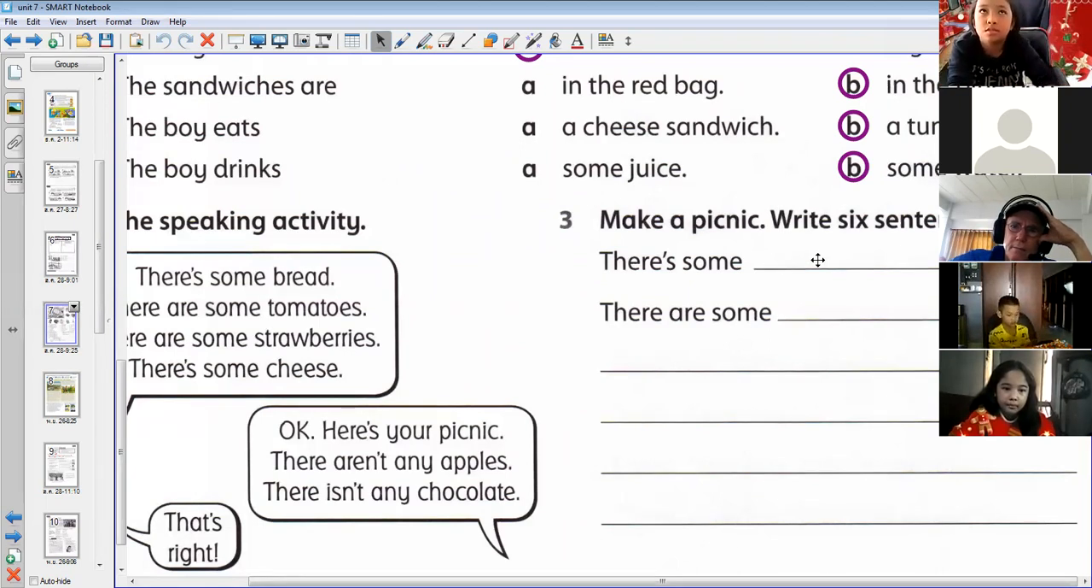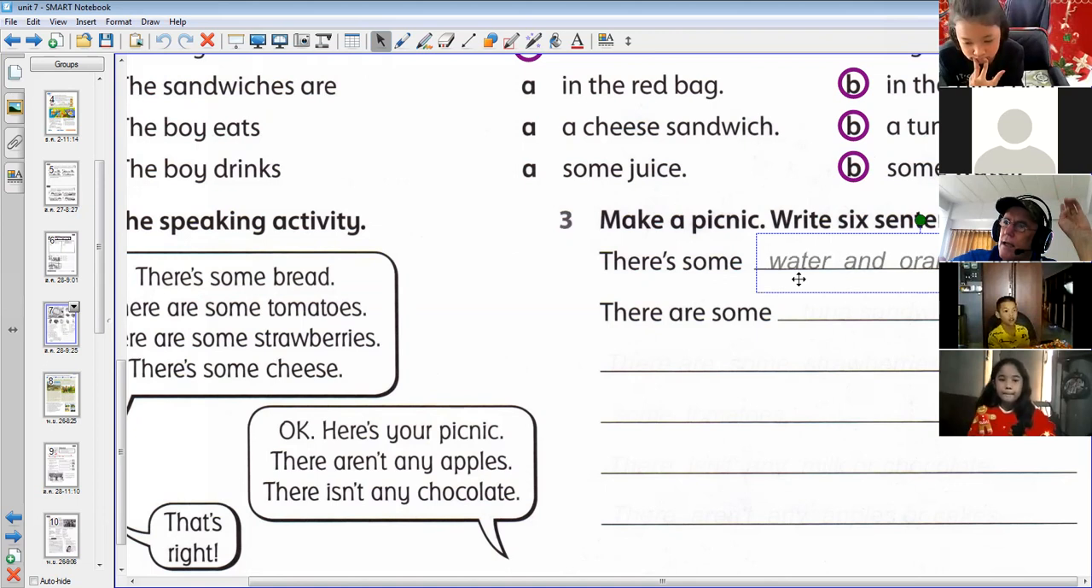Maya, say something. There are some bread and some cheese. Yes, you could have that. All right. So I'm going to say there's some water and orange juice. It's what I say. Books closed. Oh, I don't want anyone copying this.